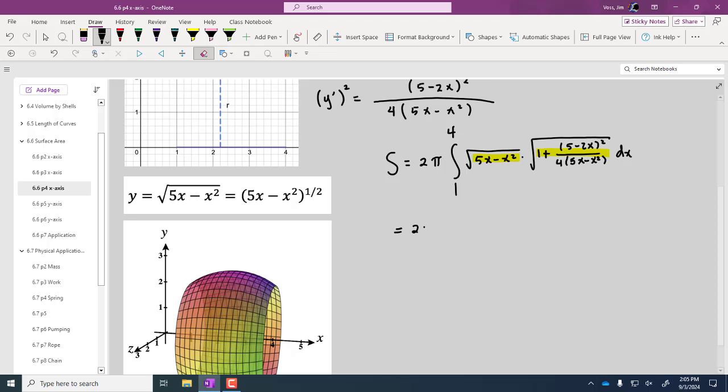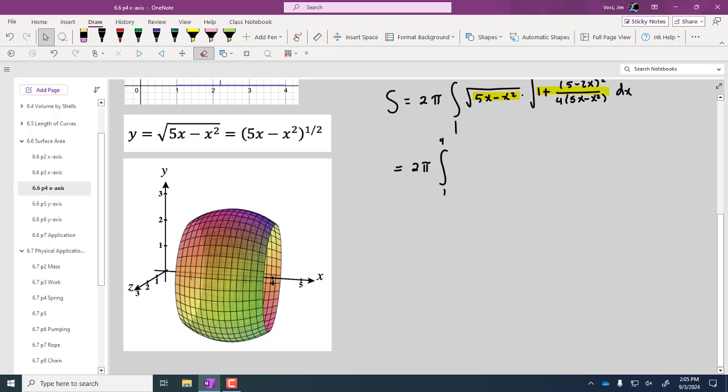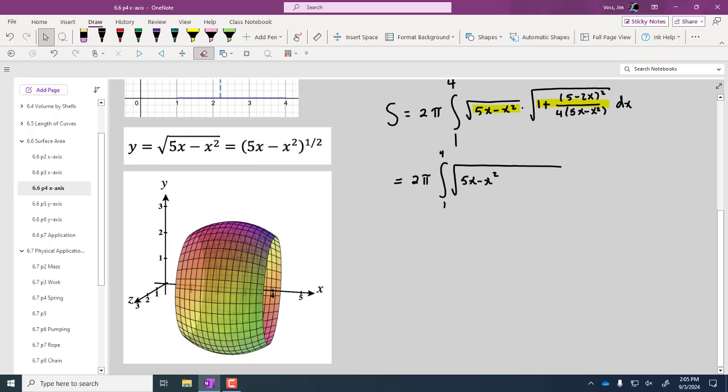So we will have 2 pi on the outside, integral 1 to 4. Well, first we'll take the 5x minus x squared and distribute it to 1. And this is all going to be within a huge square root. So we're going to have 5x minus x squared times 1. All right, that's itself. Now we multiply 5x minus x squared times the second term. It's in a numerator, so it's going to cancel with this denominator, leaving us with plus. We will FOIL out this numerator, getting 25 minus 20x plus 4x squared, all divided by 4, multiplied by dx.